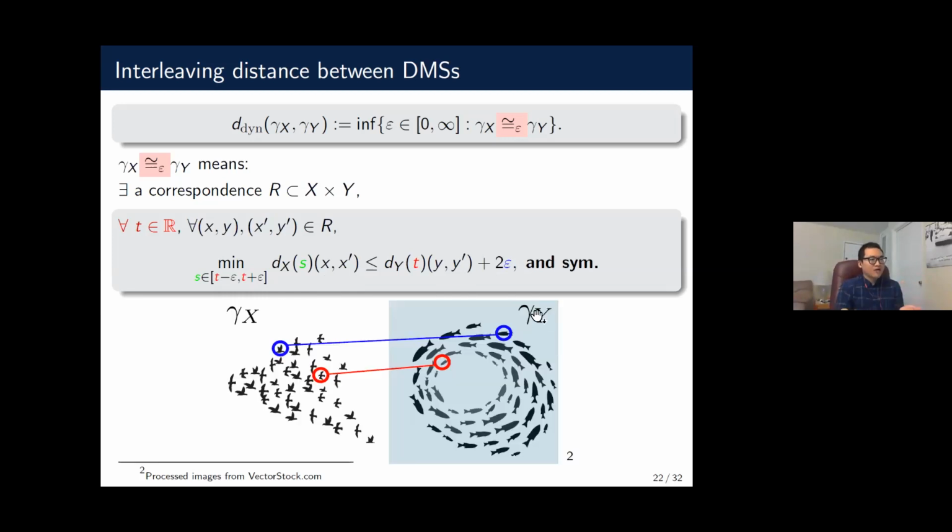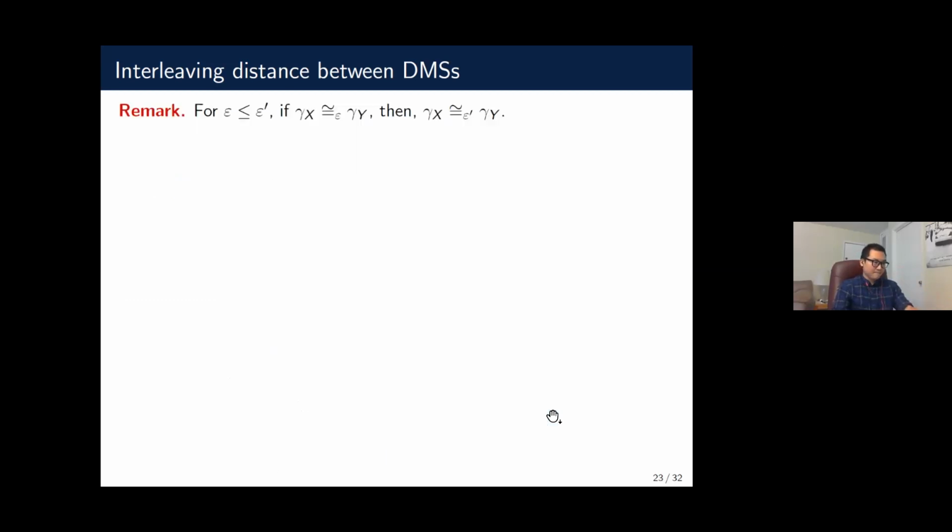Let me explain again using the picture. Let's fix two entities in gamma x and we look at the corresponding element by R. And at time t, we measure the distance between these two entities in gamma y. It must be an upper bound of the minimum distance between the corresponding entities over the time interval from t minus epsilon to t plus epsilon, up to 2 epsilon slab. And the symmetric condition of this.